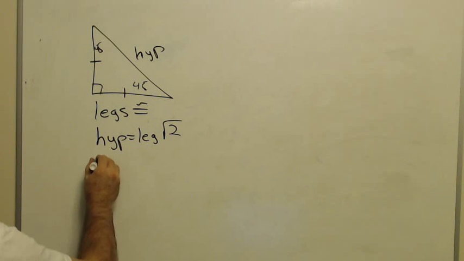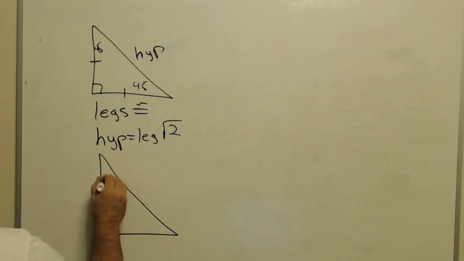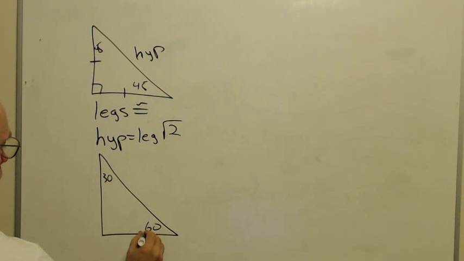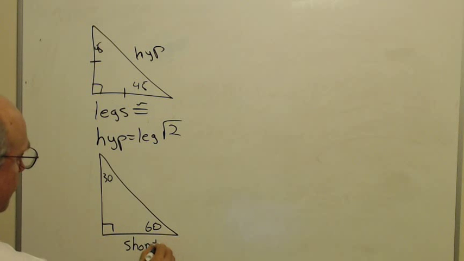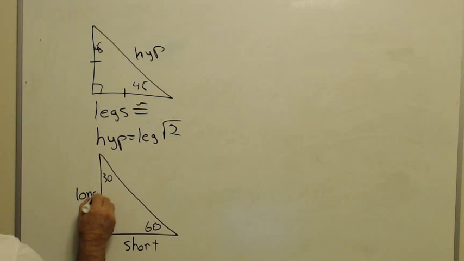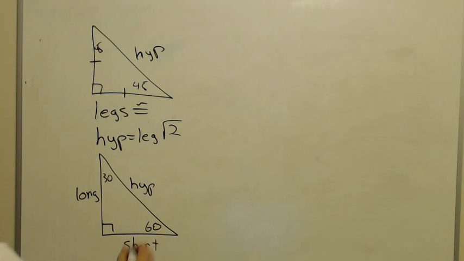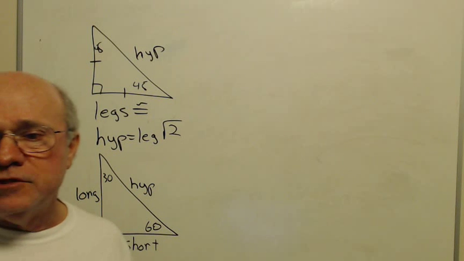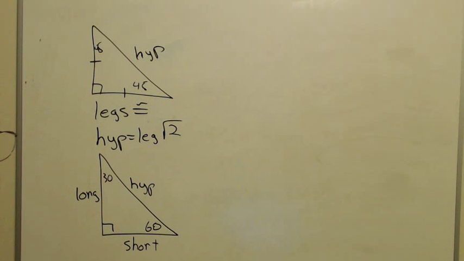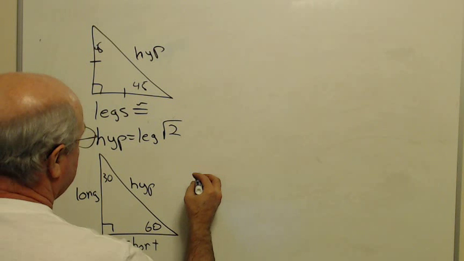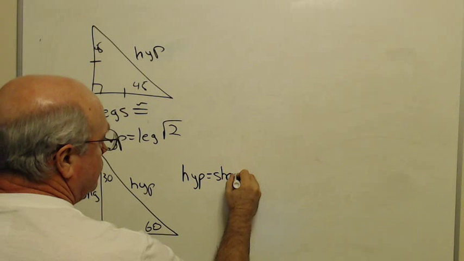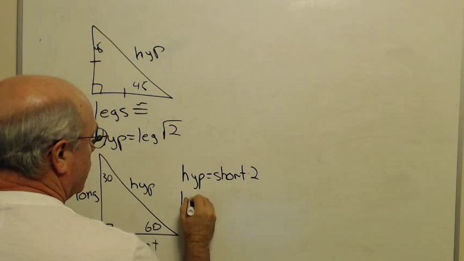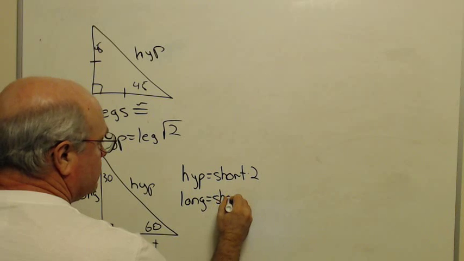The other special right triangle is the 30, 60, 90. It has a short leg, which is opposite the 30-degree angle, a long leg, which is opposite the 60, and the hypotenuse opposite the right angle. There are videos on Moodle on everything that we've talked about so far. Okay, the rules for this guy is that the hypotenuse is short times 2, and long equals short times the square root of 3.